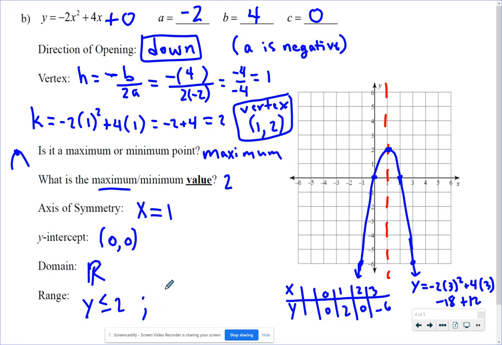Another way of writing it would be, oh, now we have to be careful. Remember, when you're doing interval notation, you have to go from the smallest to the largest. So we go from the bottom to the top. So negative infinity, because it goes down forever. And then we end with a high value of 2, and we use a bracket around the 2. That's our interval notation for the range. And we should be able to write it in either way.